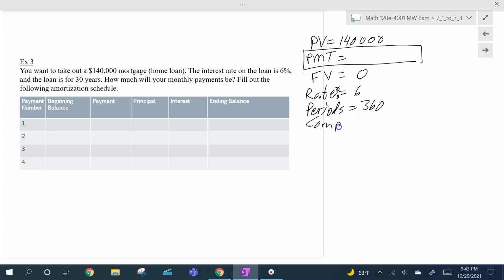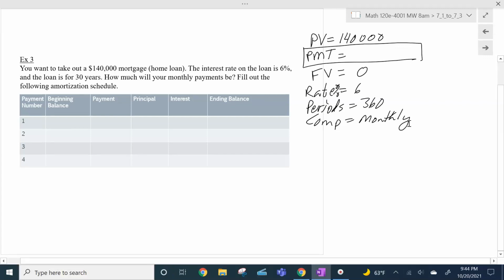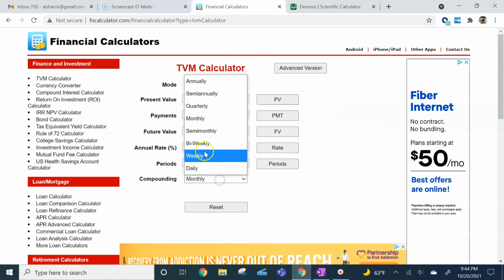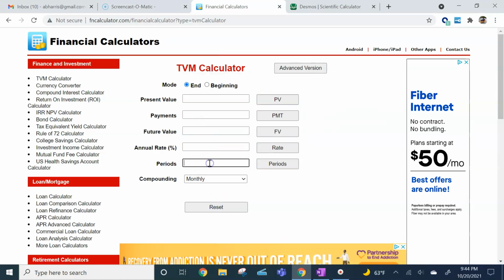This is compounding monthly. Okay? Make sure your mode is at the end, by the way. Always keep that mode button on end. So what would the payment be? Well, let's figure that out. Financial calculator, mfncalculator.com. Let's reset this thing. Make sure you're on monthly. We're doing this for 30 years.